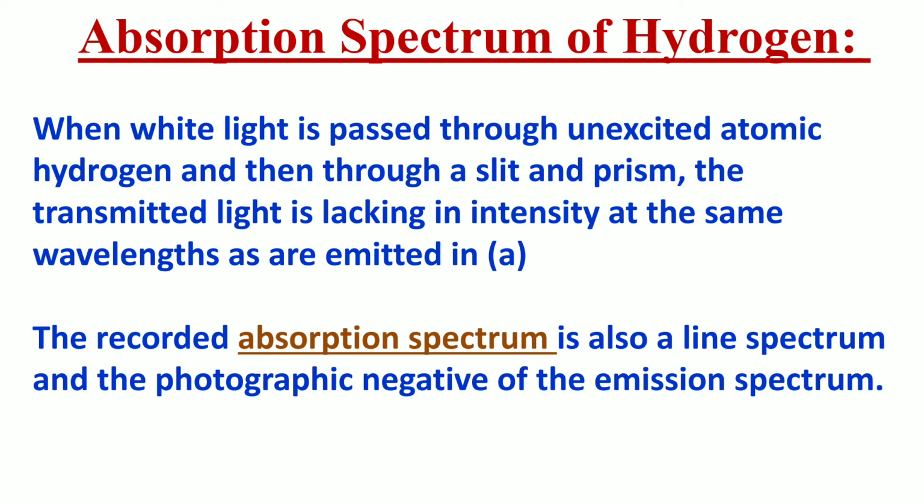Absorption spectrum: when white light is passed through unexcited atomic hydrogen and then through a slit and prism, the transmitted light is lacking in intensity at the same wavelengths as are emitted in case of atomic emission. So the recorded absorption spectrum is also a line spectrum and the photographic negative of the emission spectrum.